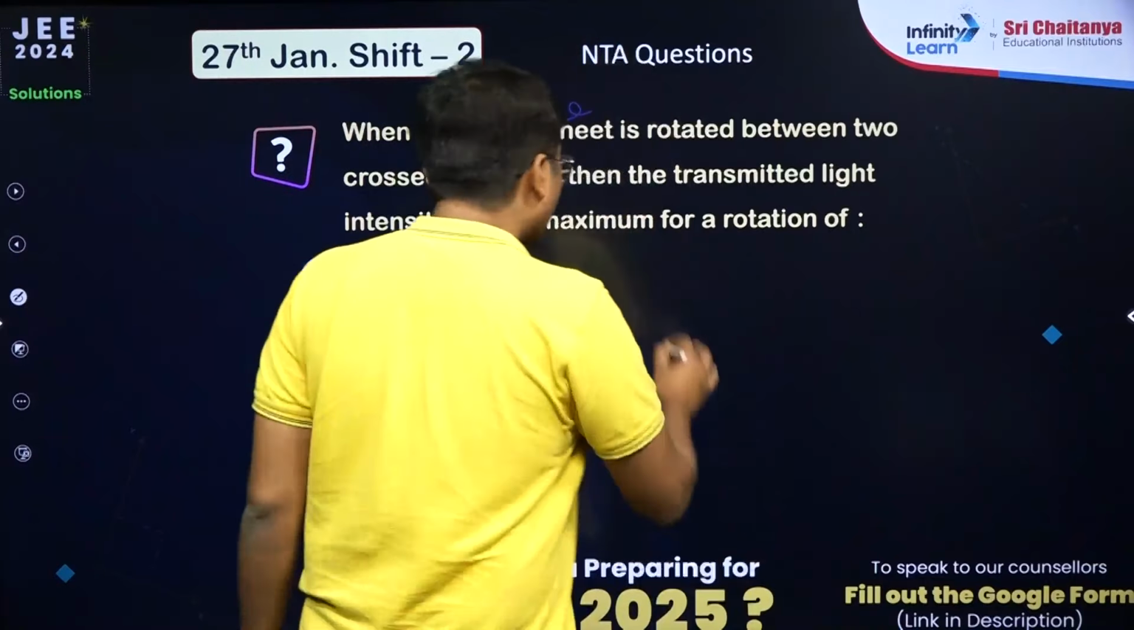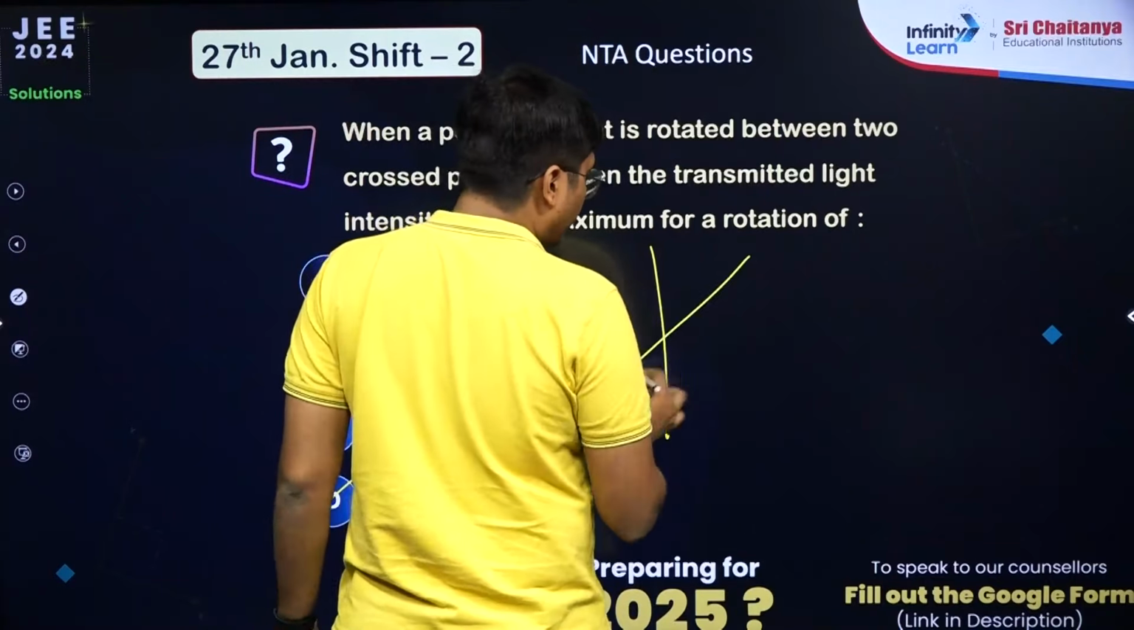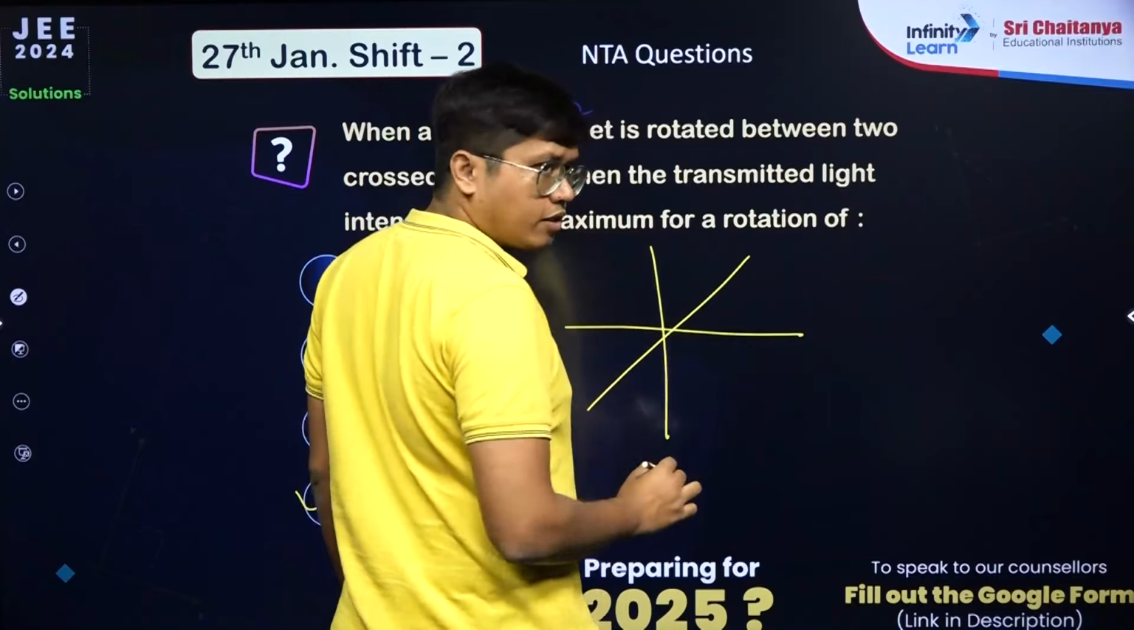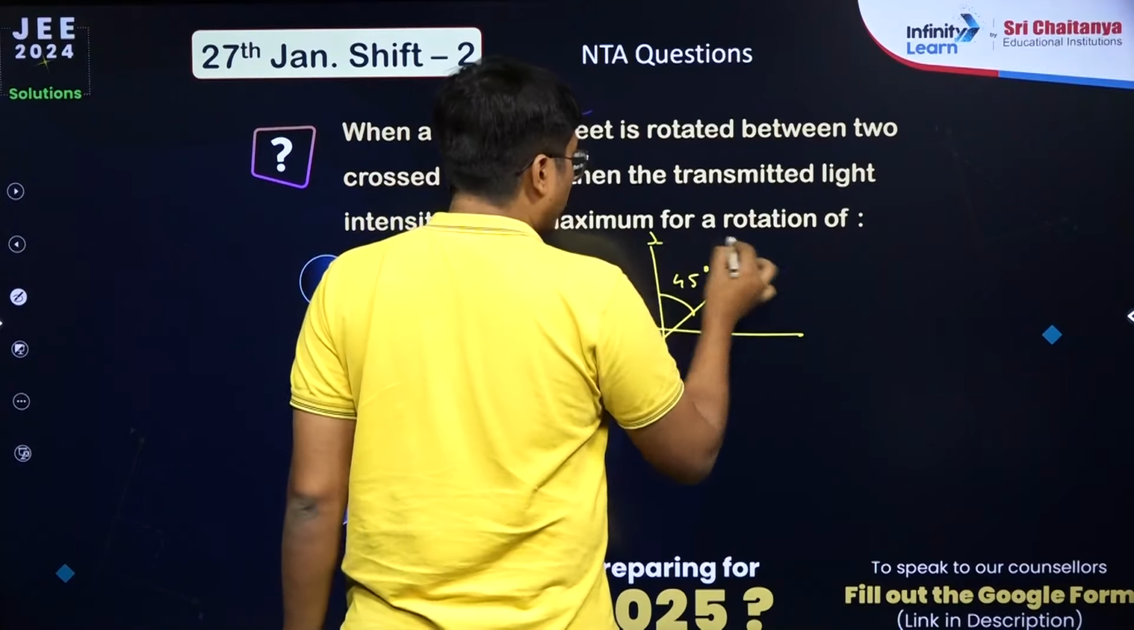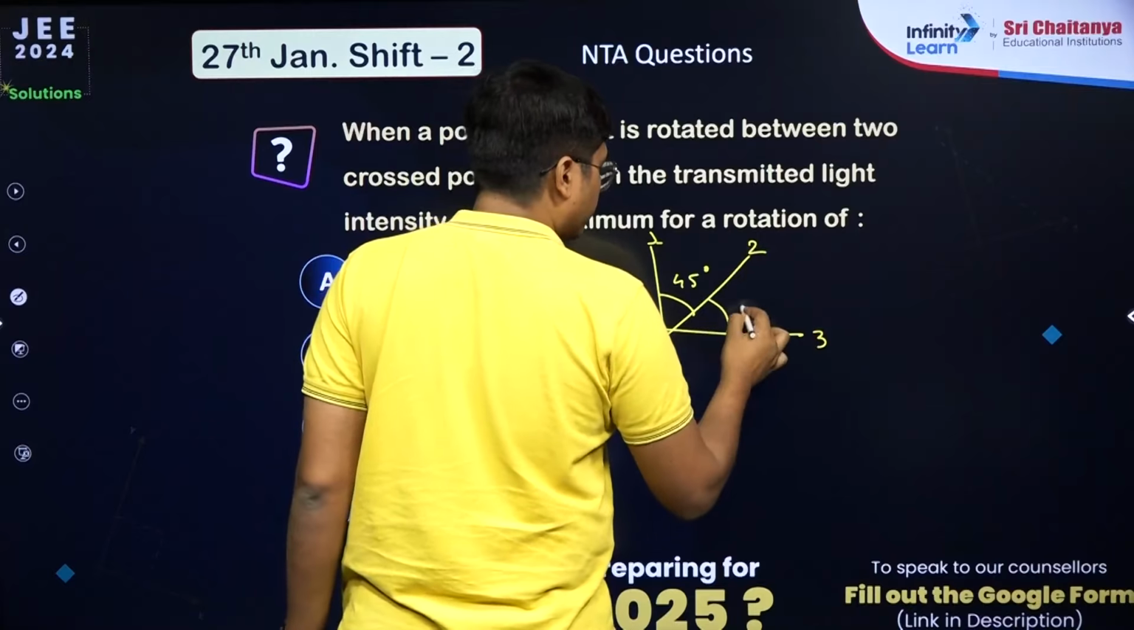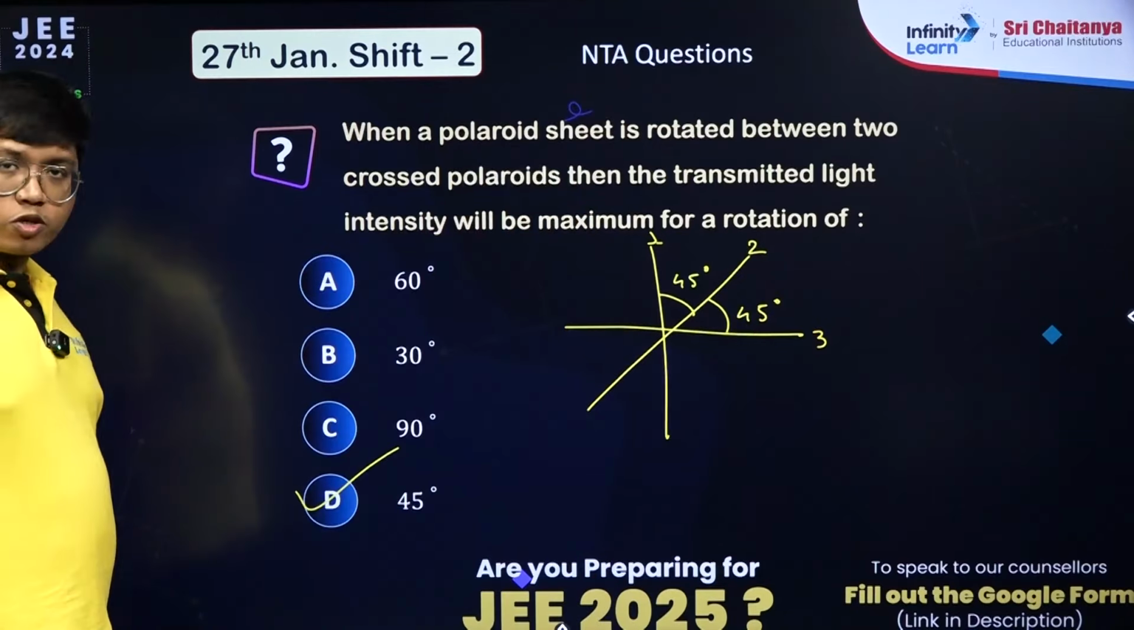This is just one Polaroid. The second Polaroid is kept like this. Third Polaroid is crossed with the first. That's a very direct formula. These angles should be 45 degree. This is Polaroid 1, Polaroid 2, Polaroid 3. So it comes out to be 45 degree.